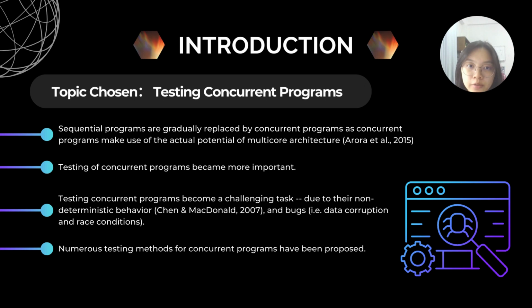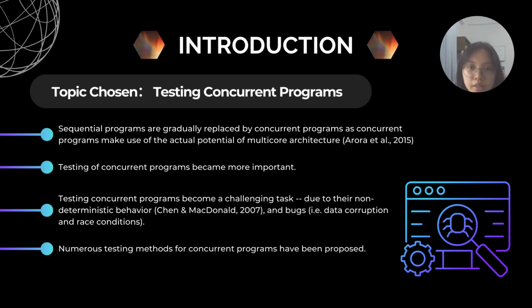The topic chosen for this assignment is testing concurrent programs. In the ever-evolving environment of software development, sequential programs are gradually replaced by concurrent programs, as concurrent programs make use of the actual potential of multi-core architecture. Hence, testing of concurrent programs becomes more important as multi-core technology and multi-threaded paradigms become increasingly utilized.